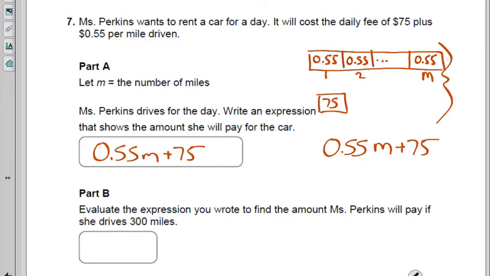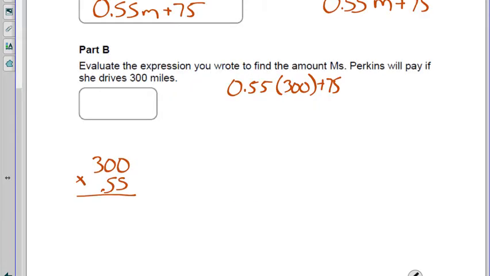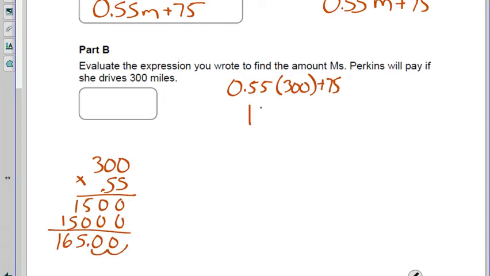Okay, now for the next part, you just need to evaluate it, assuming that we went 300 miles. So we have 0.55 times 300 plus 75. Okay, so let's do a little multiplying on the side. We have to do 55 hundredths times 300. And move my decimal over 2 places. I get 165 plus 75. If I add those two together, I get $240.